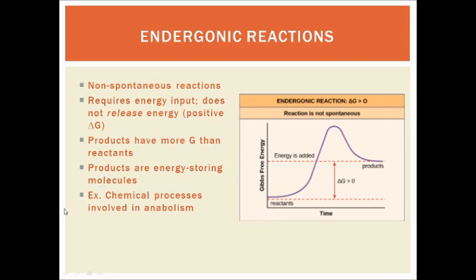So any of the chemical processes involved in anabolism, creating those bigger macromolecules that are stored so that they can be broken down into their smaller molecules later on in catabolism for usage to make energy. So in anabolism, we're using energy to make these storage molecules. But in catabolism, in the exergonic reactions, we are breaking those bigger molecules down to make energy.